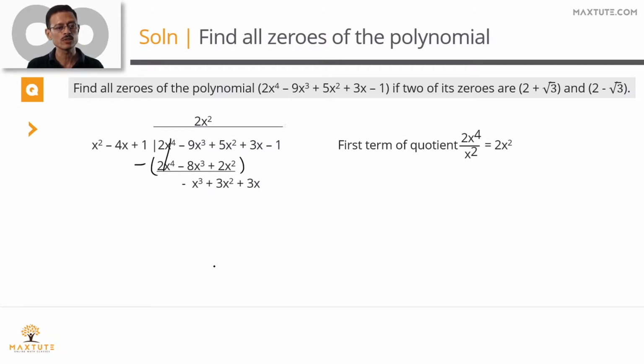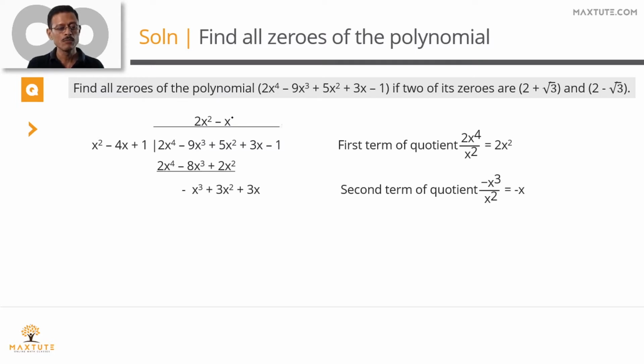Bring the 3x down to this particular row. The next term of the quotient is minus x cube divided by the first term of the divisor, which is x square, which is equal to minus x. So 2x square minus x is our next step. Multiply minus x with each term of the divisor. So what we'll end up with is minus x cube plus 4x square minus x.